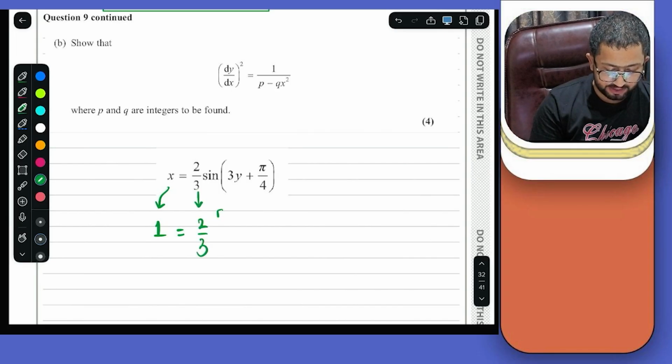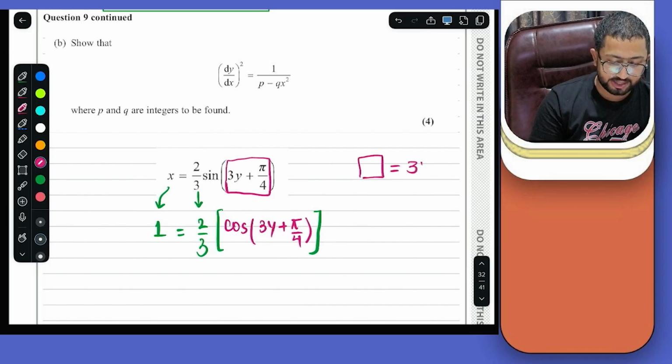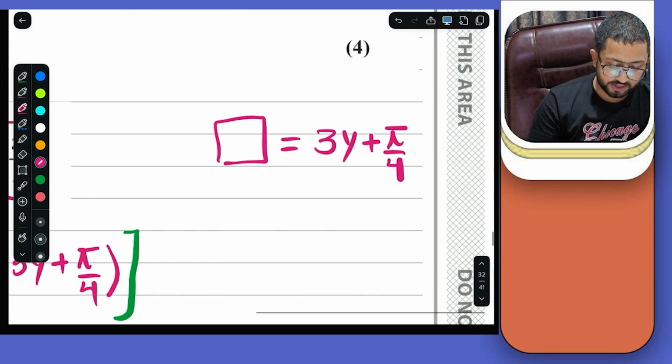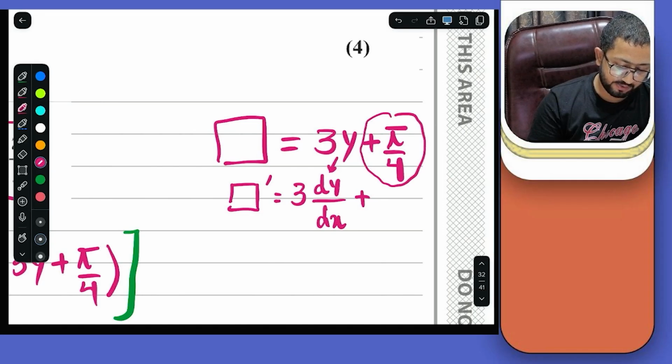The derivative of sine of an angle will be cos of the angle. But the most important point in the derivative is to take the derivative of the angle, the derivative of the box, with me. The derivative of 3y will be 3 times dy over dx, since the derivative of y is not 1. Please remember, that is a constant. The derivative of a constant is 0.